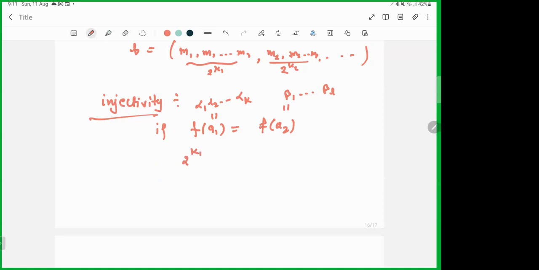m1 times 2 to the power k2 m2, and so on up to 2 to the power kk mk, is the same thing as a beta 1 beta 2, which is 2 to the power l1 n1 times, and so on up to 2 to the power ln mn. So that means a1 is a2. So that means f is one-to-one.